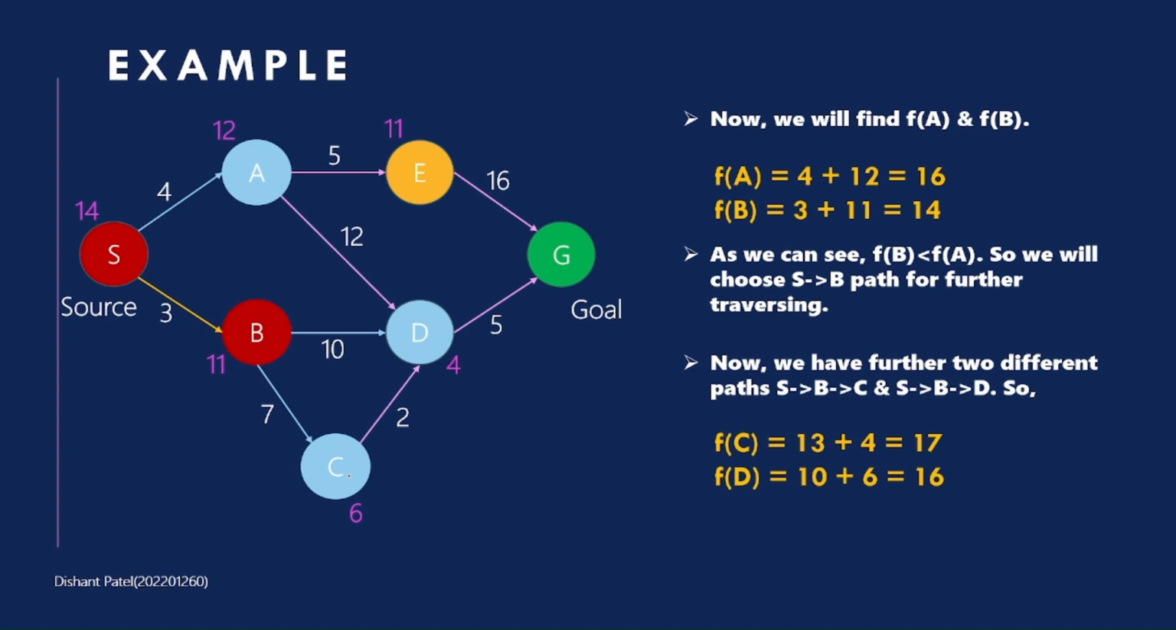So now f of C. So f of C equal to g of C, and what is the value of g of C? This 3 plus this 7, actual value, that is 10. So f of C is 10 here, no?